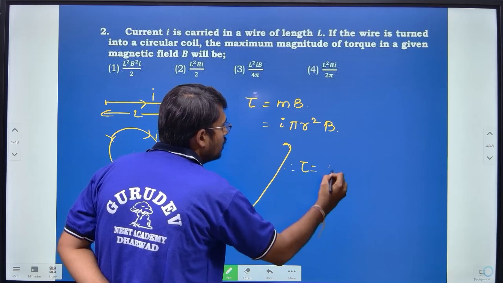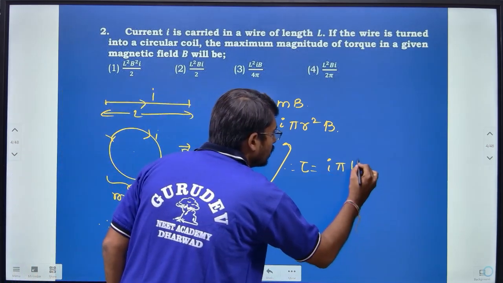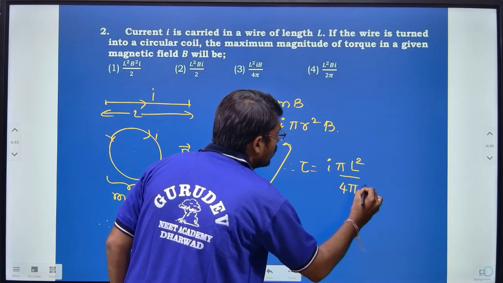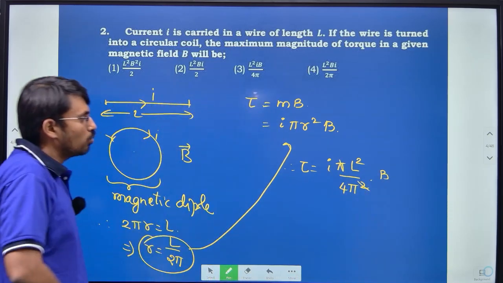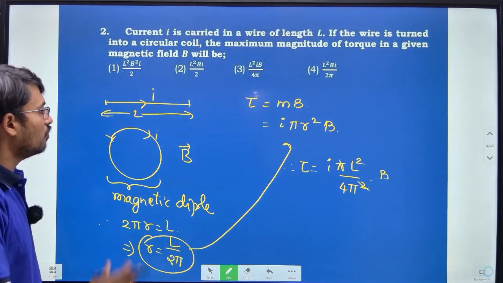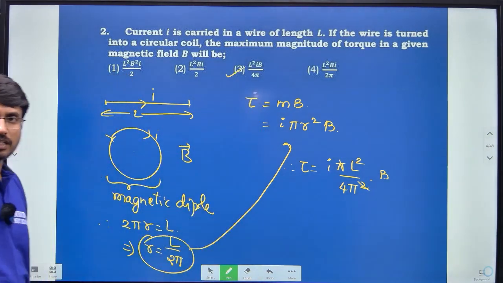So the torque is I multiplied by pi multiplied by r square, that is L square divided by 4 pi square, multiplied by B. One pi will get cancelled, so we are left with L square IB divided by 4 pi, which is there in option 3. So that is the right answer.